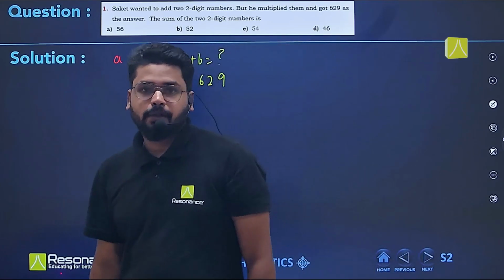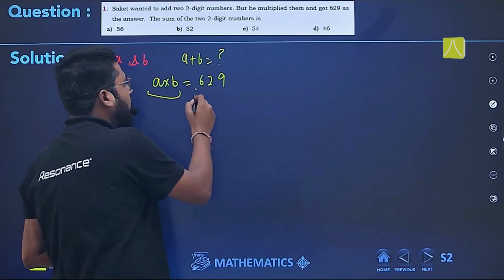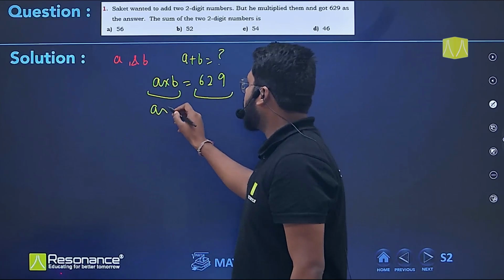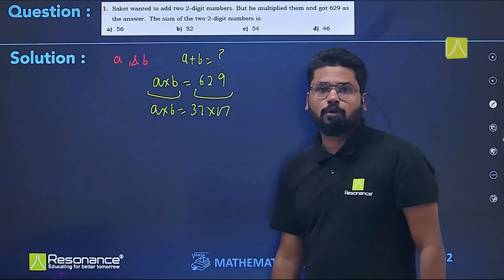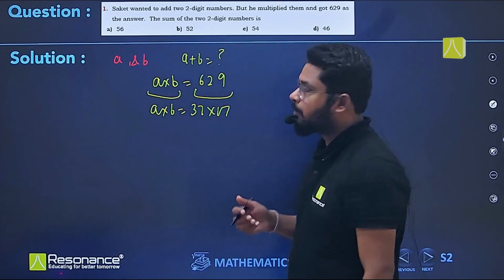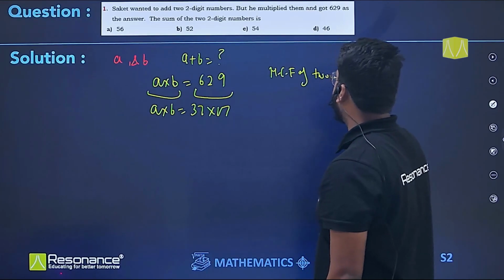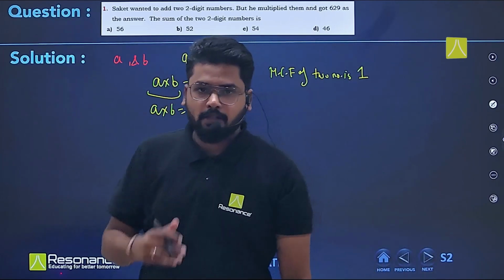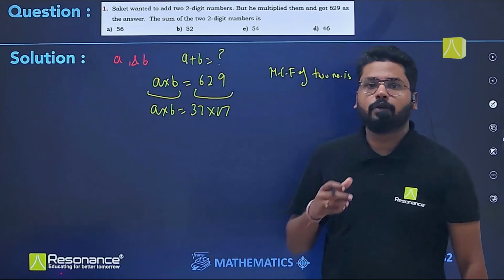So we'll break up 629 into the multiplication of two numbers. If you try to find them, then A into B will be equal to 37 into 17. Why am I not taking any other number? Because 629 should be the multiplication of two co-prime numbers. What are co-prime numbers? When the HCF of two numbers is 1. That is why I have taken 37 into 17, not any other number. If you try to factor 629, you will also get 2-3 numbers whose multiplication will be 629, but we have to find two co-prime numbers.